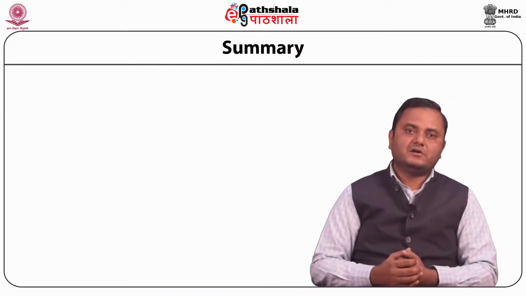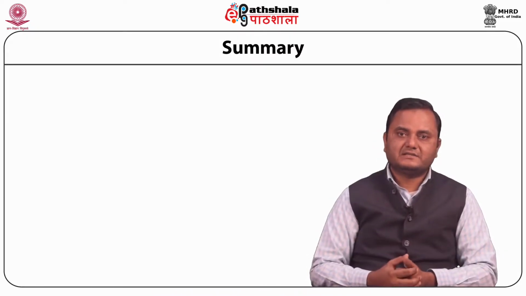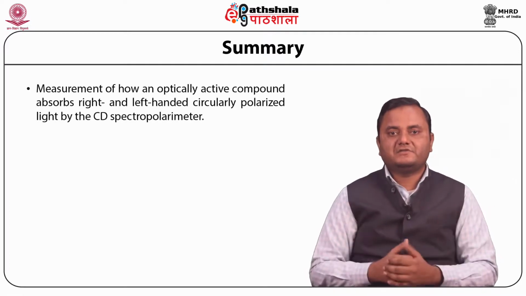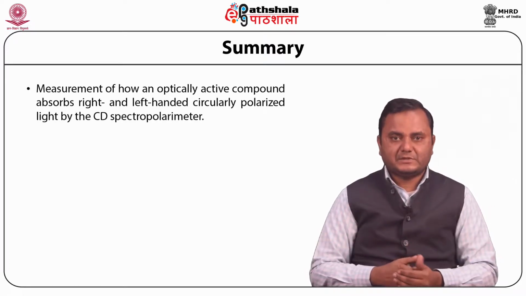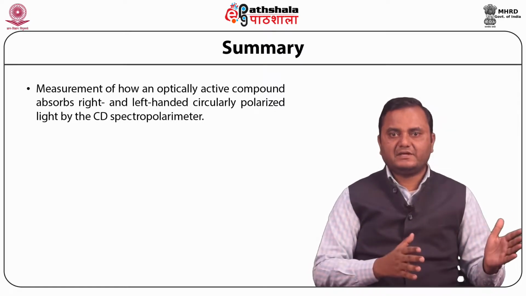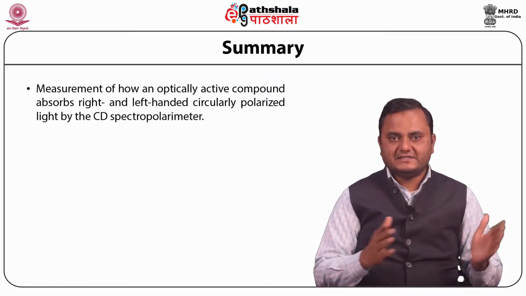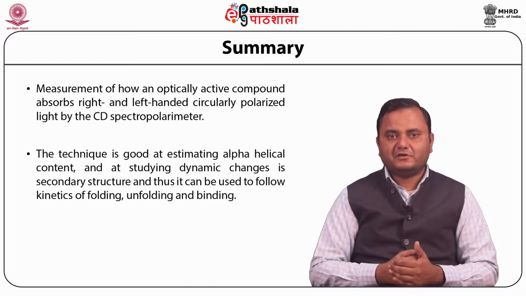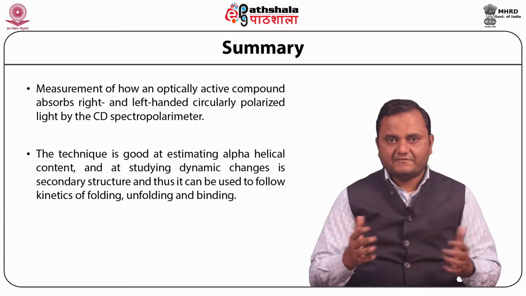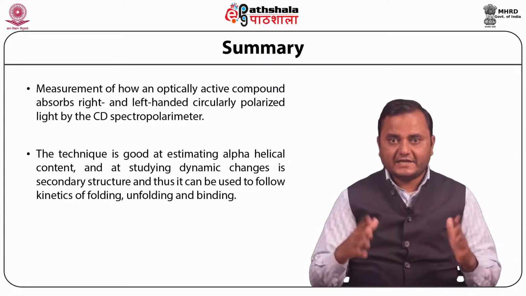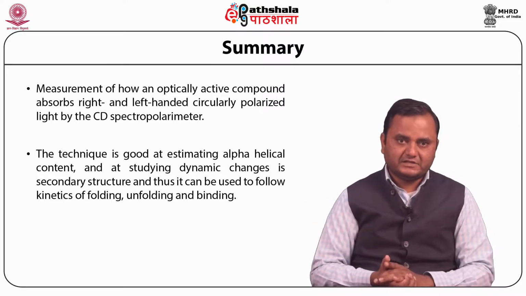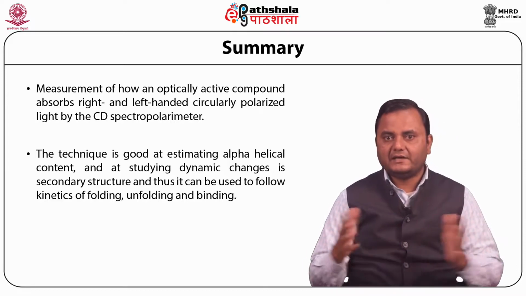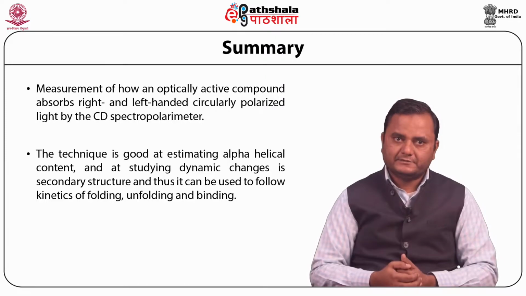So students, let's summarize what we have learned in this module. Measurement of how an optically active compound absorbs right and left circularly polarized light by the CD spectrometer gives you information for estimating alpha helical content and studying dynamic changes in secondary structure, and thus it can be used to follow the kinetics of folding, unfolding, and binding in a protein.